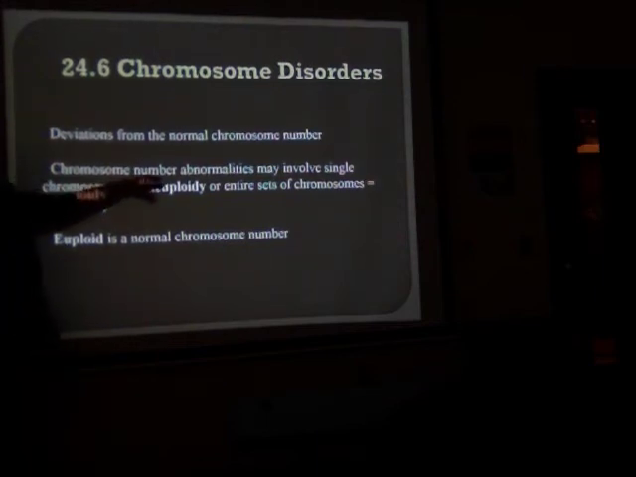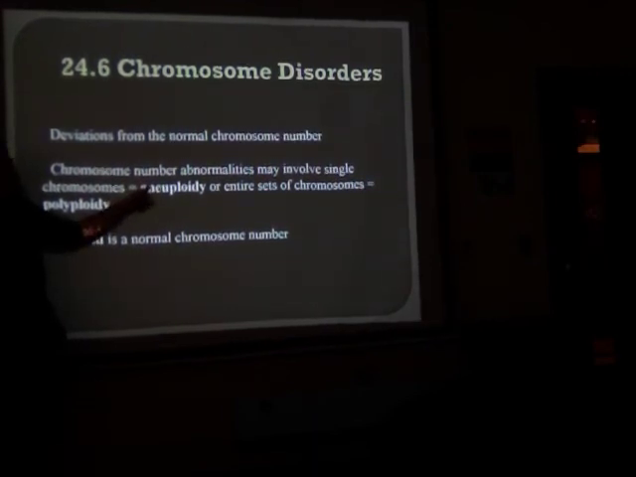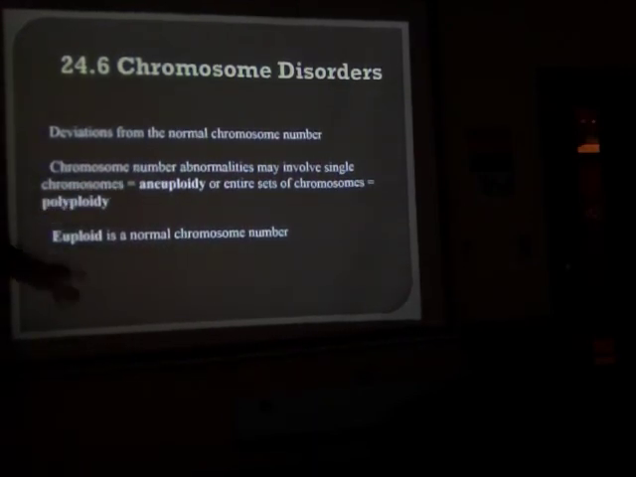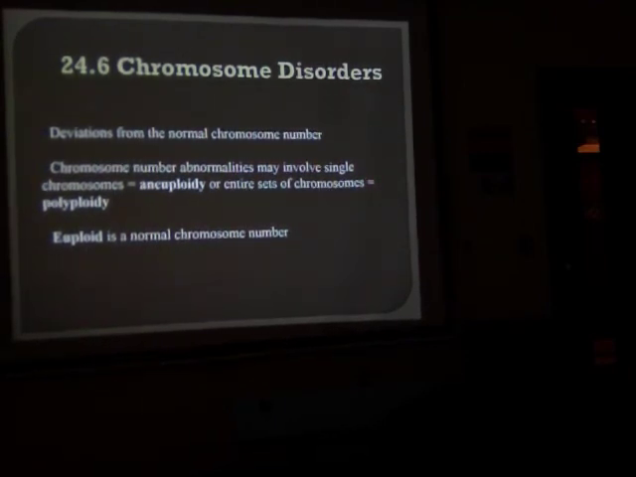Having the wrong number means I'm aneuploid, because an in front means without or none. So if I have 45, 44, 43, 42, 47, 48, 49, I'm aneuploid, but I'm not polyploid, because the set is 23 for us. So we have 2 sets of 23, we're diploid, or our number 46 is our euploid number. This is just vocabulary again. If I say you're aneuploid, I mean you have the wrong number. If I say you're polyploid, you have additional sets of alleles. Still the wrong number.